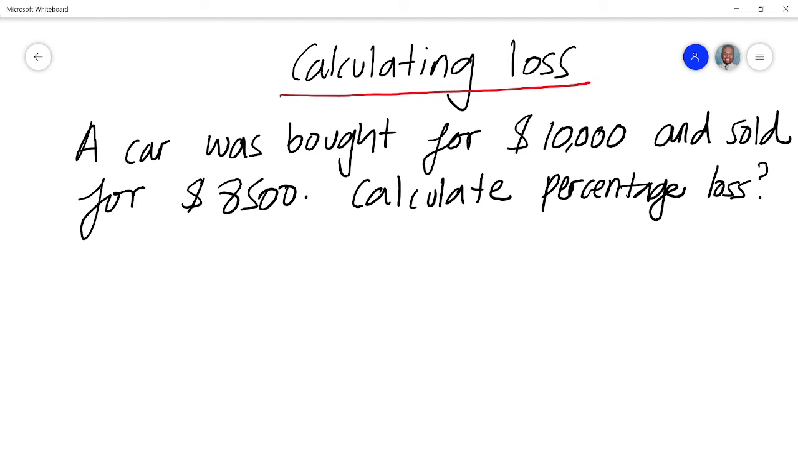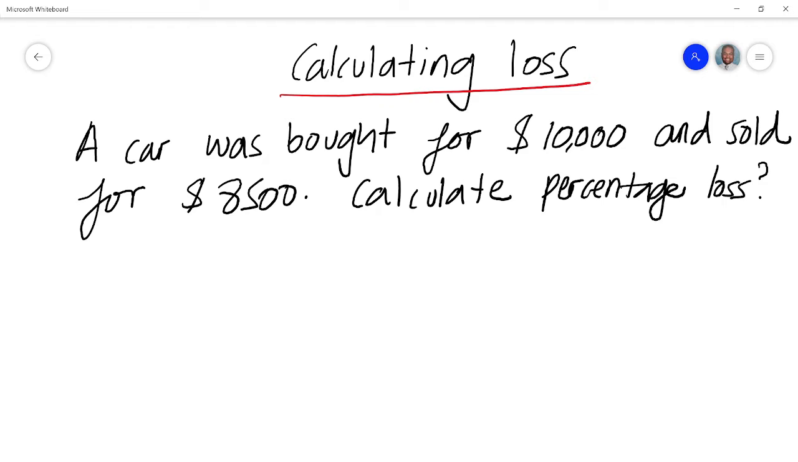Hi guys, in this episode of the Shri series, we're going to be talking about calculating loss. I've got two questions and we're going to work through them in a step-by-step manner. If you looked at my previous video where we talked about percentage increase, decrease, and calculating profit, we're going to be using the same scenario and same methodology, but in this case, we're going to be calculating loss.